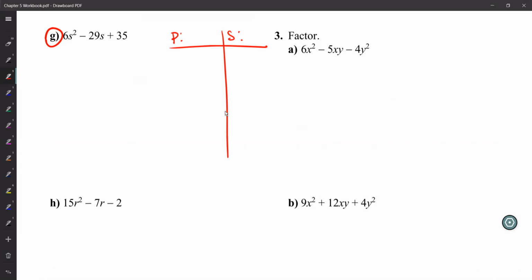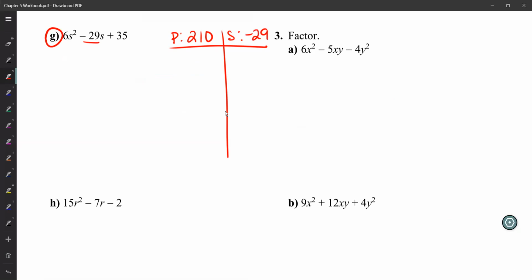Sorry, I'm just grabbing my calculator here. So our product is going to be A times C, which is 6 times 35. And that's going to give us 210. So positive 210. Sum is the B value, which is negative 29.